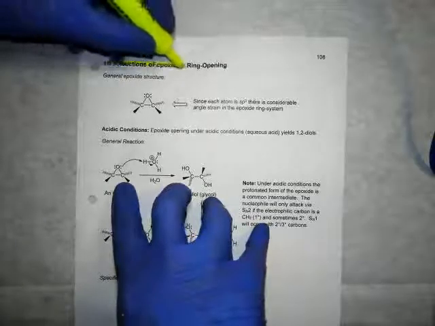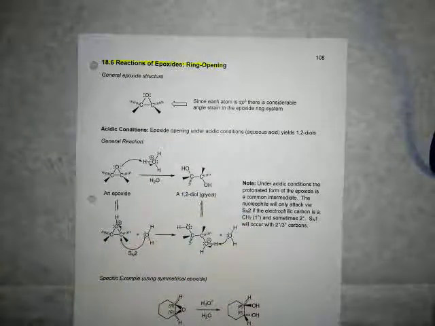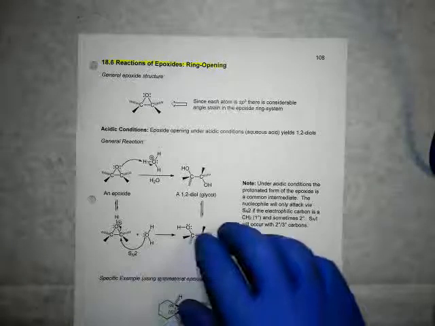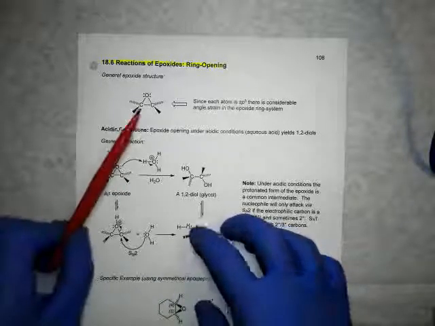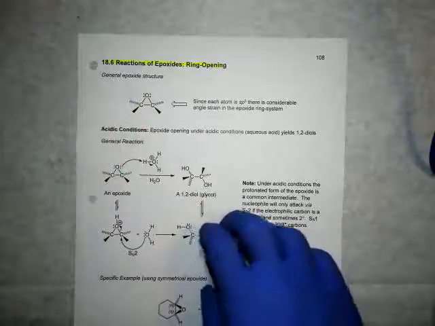So here let's talk about the reactions that epoxides undergo. And the reaction they undergo, you can probably imagine, is ring opening. Why would they want to open up? Well, look at it. What's the hybridization of all the atoms in this ring? They're all sp3, right?